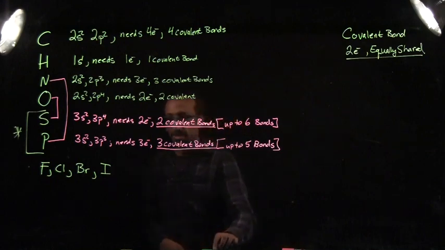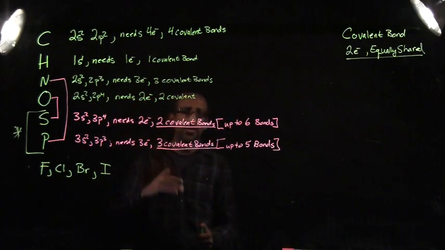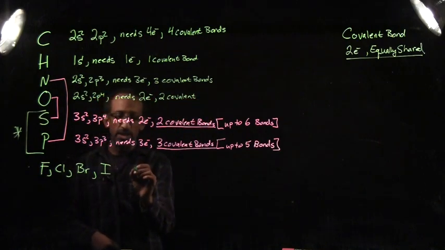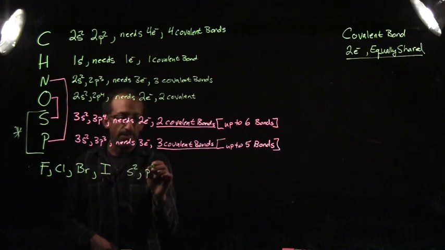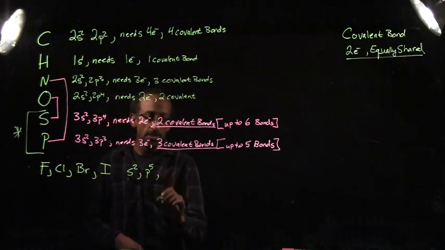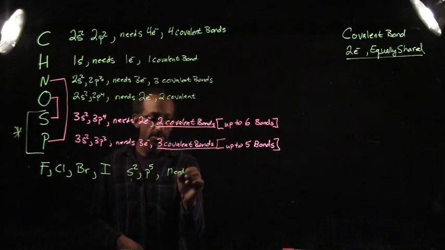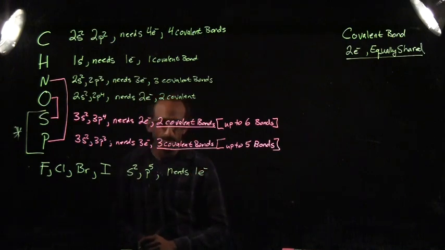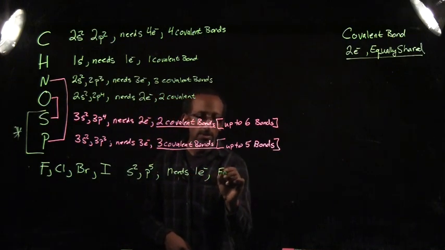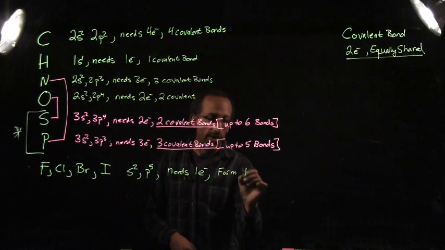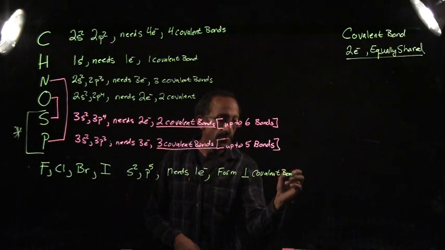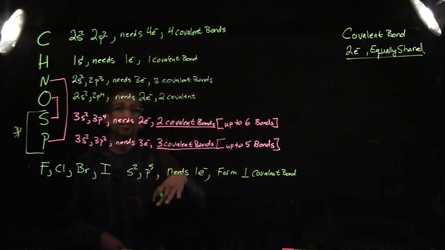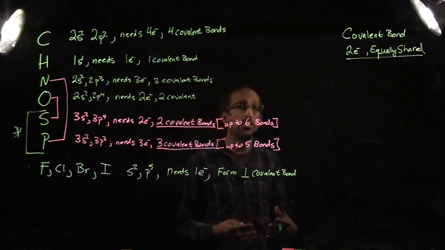Now, all of the halogens have the same valence shell, just different rows. And that's always going to be s2p5, which means that the halogens are looking to gain 1 more electron, so it needs 1 electron, and will form 1 covalent bond.